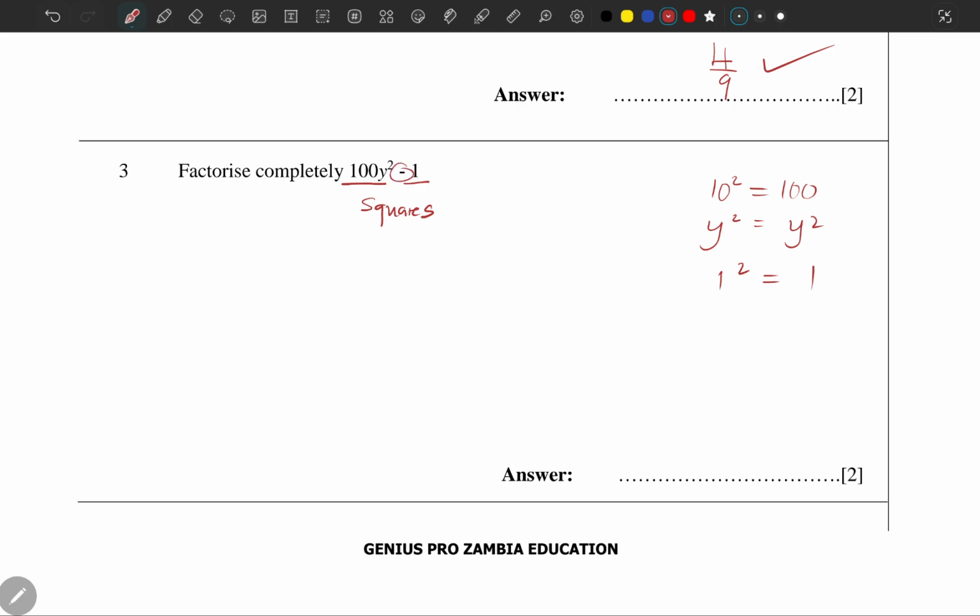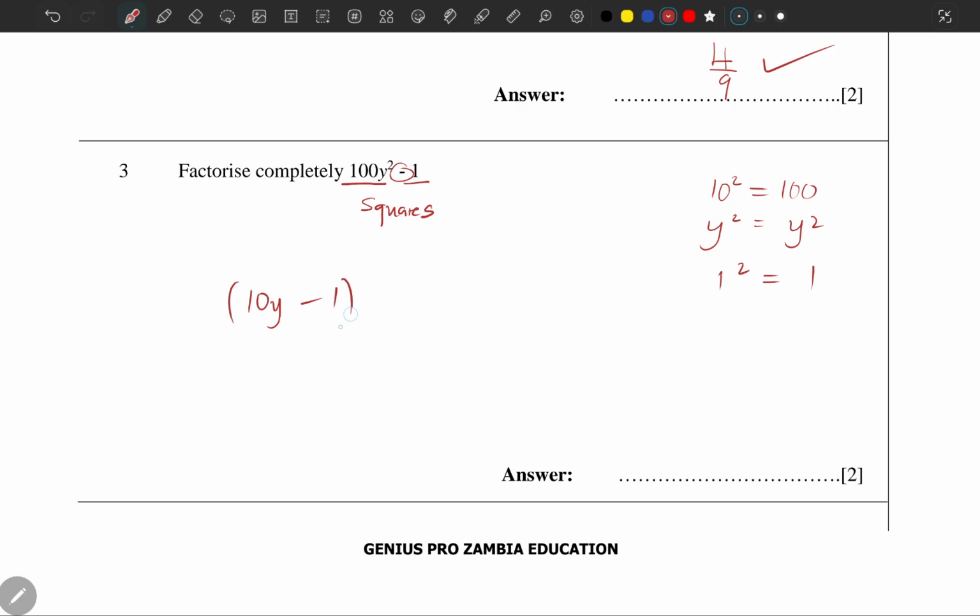And because of the minus, we call that the difference. Minus means the difference. Now, because we have 2 squares, it's the difference of 2 squares. And anytime you are told to factorize using the difference of 2 squares, here is what you do. Just look at the square roots of those parts that are in the question. Look at the square root of 100, it's 10. Look at the square root of y squared, it's y, minus. Look at the square root of 1. The square root of 1 is just 1 itself.